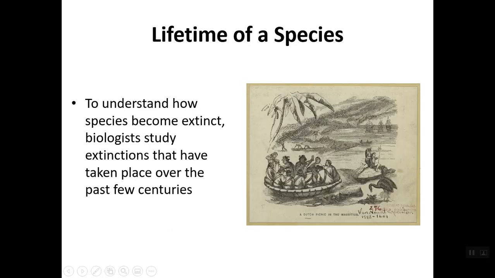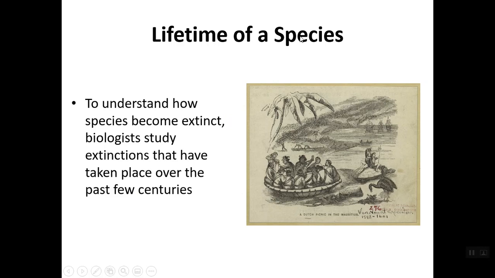All right, so now lots of studies have been done on species to understand how species go extinct. And we have observed many extinctions over the past few centuries.